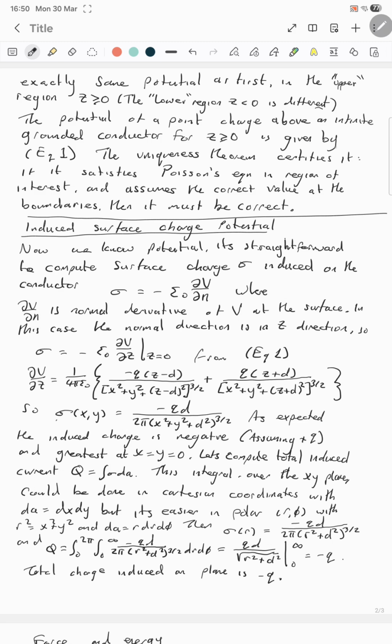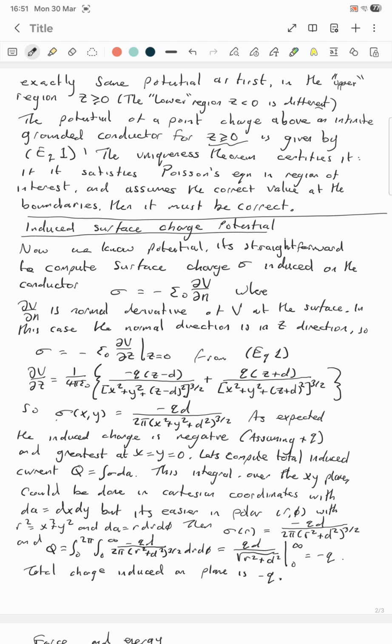The potential of a point charge above an infinite grounded conductor, where z is greater than or equal to 0, is given by equation 1. And the uniqueness theorem certifies it: if it satisfies Poisson's equation in the region of interest and assumes the correct value on the boundaries, then it must be correct.